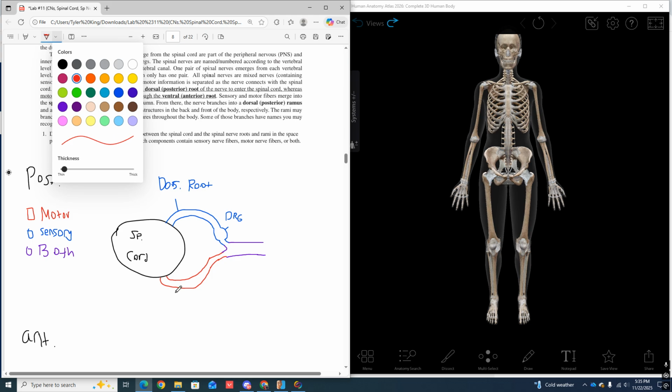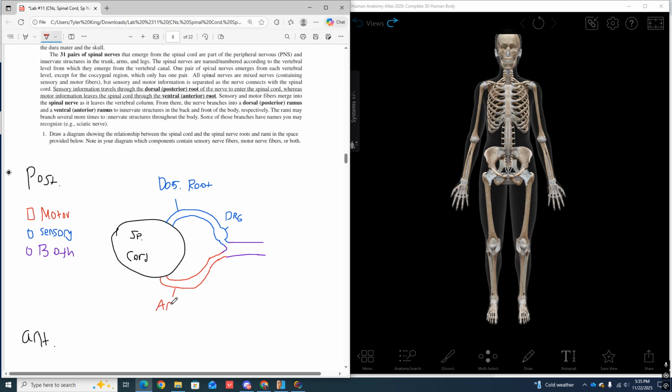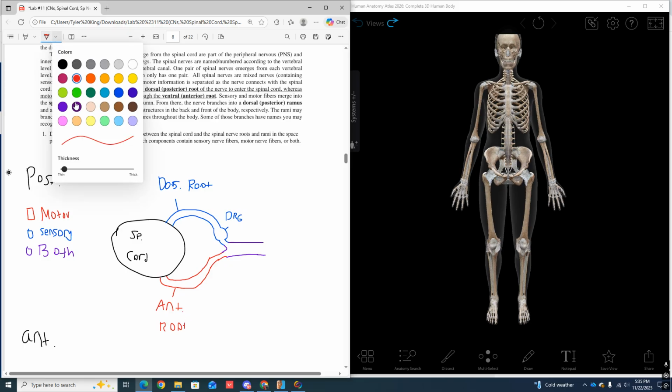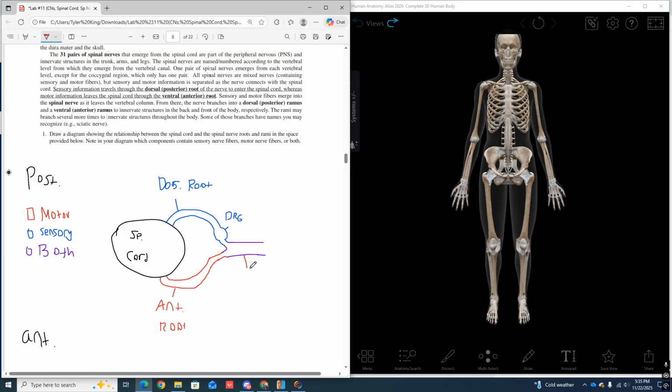Let's also label some things here. This is the anterior root. And then once again in purple, when they meet up and they contain both. Oh, sorry. There's my eraser.